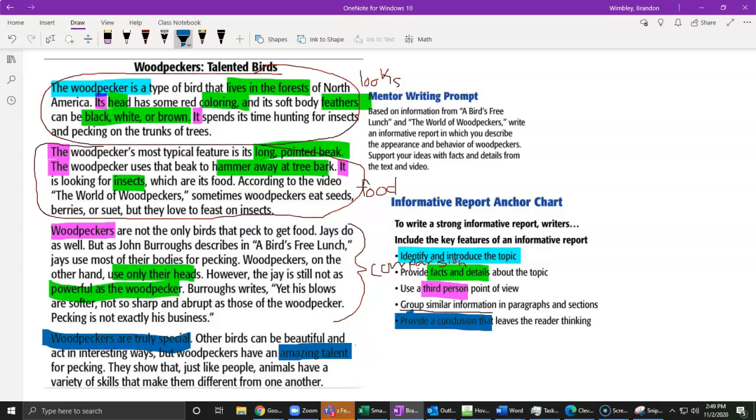So I hope you guys will take this, and when we do our writing next week, you'll be ready to share it in your own way about a chipmunk.